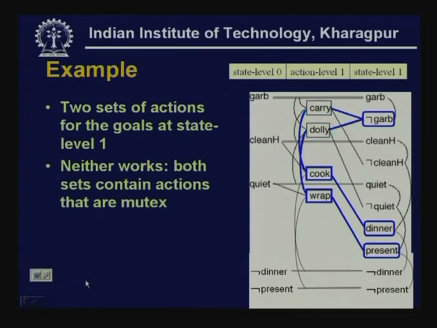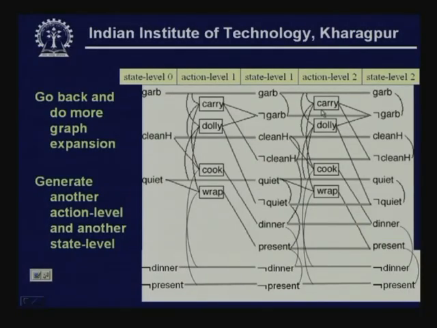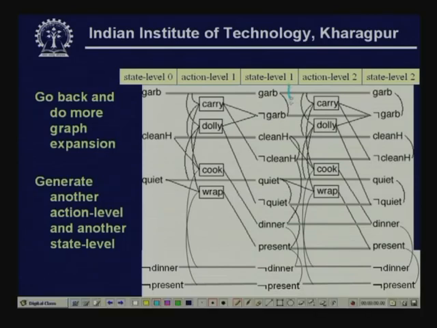Now, what do you do if this plan does not exist? You have to consider expanding your planning graph further. So, you have to go back and expand the graph one more level. We generate one more action level. We had already generated up to this, so we generate action level 2, and then state level 2. Then we again try to see if state level 2 satisfies the necessary conditions for plan existence, and we try to extract the plan from state level 2.